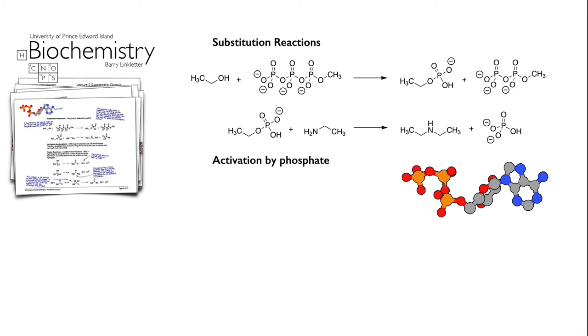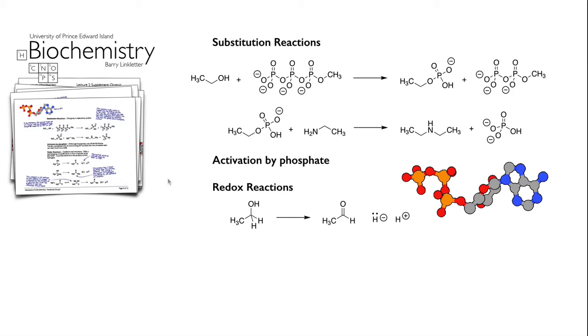So activation by phosphate is a major idea that we'll see throughout biochemistry, and there's the 3D structure of ATP. You've got the adenosine, you've got the sugar ring, and you have the triphosphate, and we'll be talking a lot about this molecule. You'll get to know it really well.